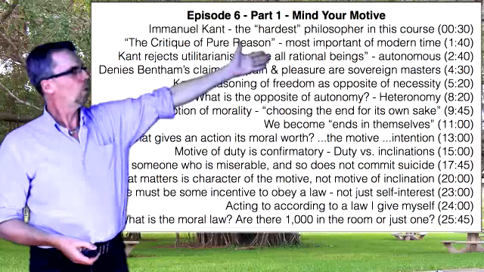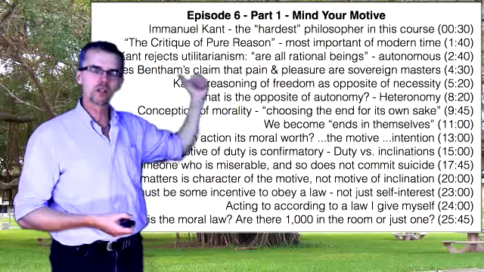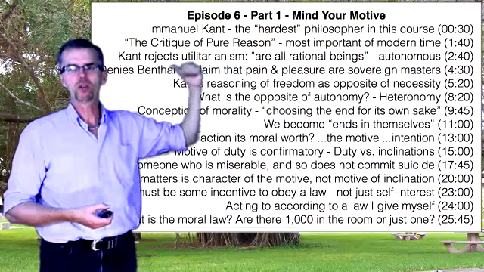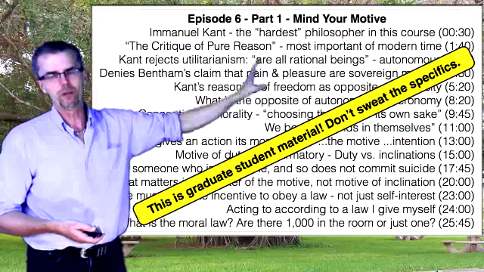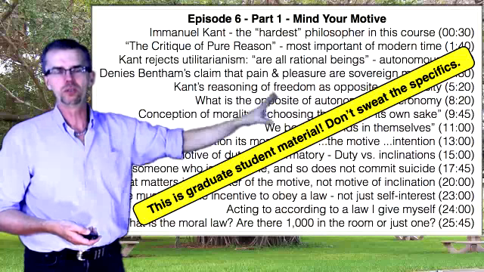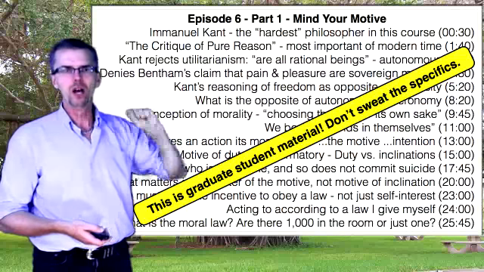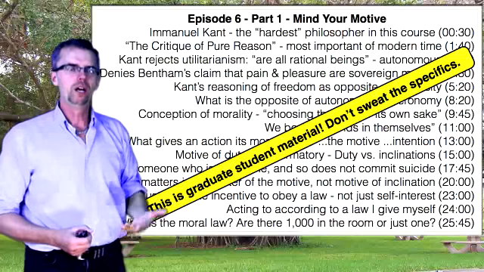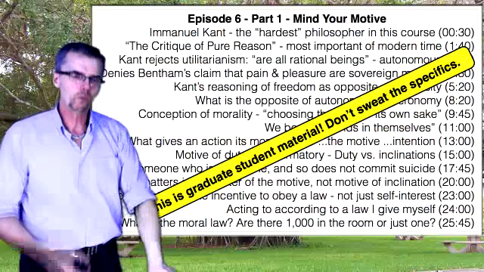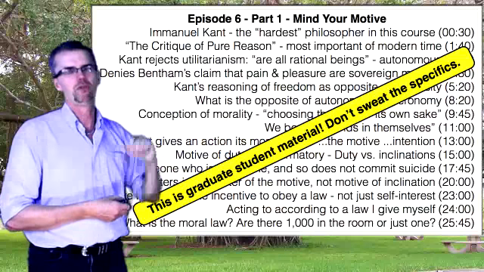Episode 6, part 1, talks about your motives, what motivates you. This is where Kant comes into the philosophy with his book, The Critique of Pure Reason. This is graduate student material, so you don't have to worry about really taking copious notes. I want you to let episode 6 and episode 7 play through. Don't stop them. Take notes for what makes sense to you, and if it doesn't make sense to you, all you really need to know for this course is what's in the textbook in chapter 5.